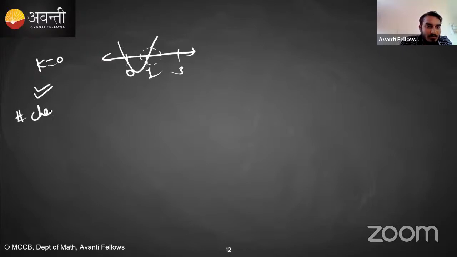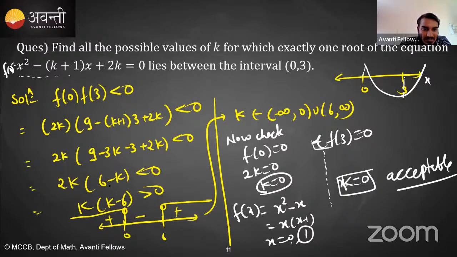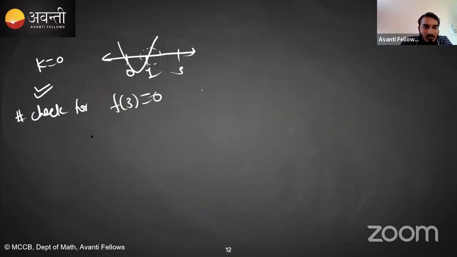Now check for f of 3 equal to 0. What is f of 3? Put in 3. See, what was f of 3? It was 6 minus k. So f of 3 is 6 minus k is equal to 0. So k is equal to 6.